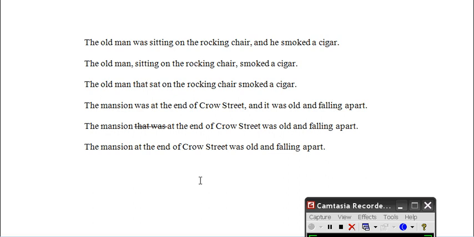The old man was sitting on the rocking chair, and he smoked a cigar. It's easy to write sentences like this. Like my son, he's 12 now, and he writes sentences like this all the time, where he uses a lot of "and." Because I guess his teacher's telling him you don't want to have too many short sentences together. Then it starts sounding like some children's book. See Dick run. See Jane chase after him. And you don't want to write a bunch of short, choppy, simple sentences like that.